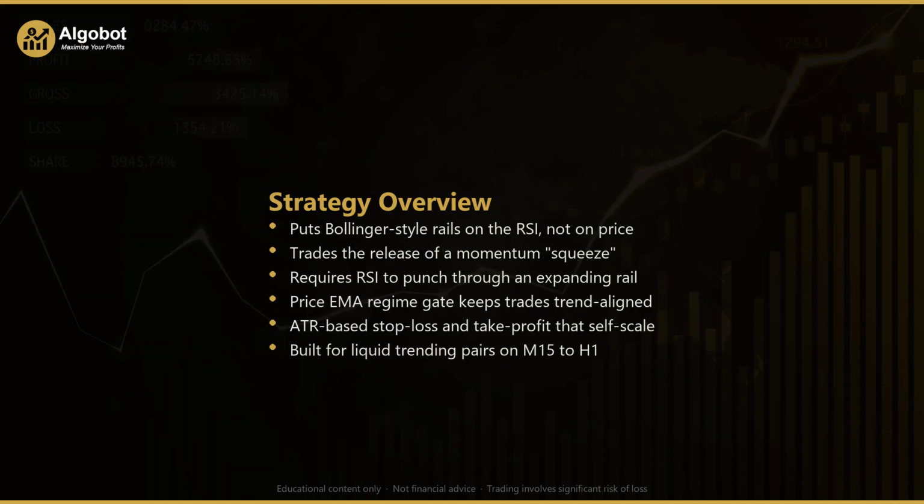Risk is handled with the average true range, so stops and targets scale automatically to whatever symbol and time frame you attach it to. This kind of design tends to suit traders who are comfortable with momentum breakout logic and who prefer a rules-based, mechanical framework on liquid, trending instruments such as major currency pairs or gold on the 15-minute through 1-hour charts. Remember, every strategy experiences losing trades, and nothing here is a promise of results.